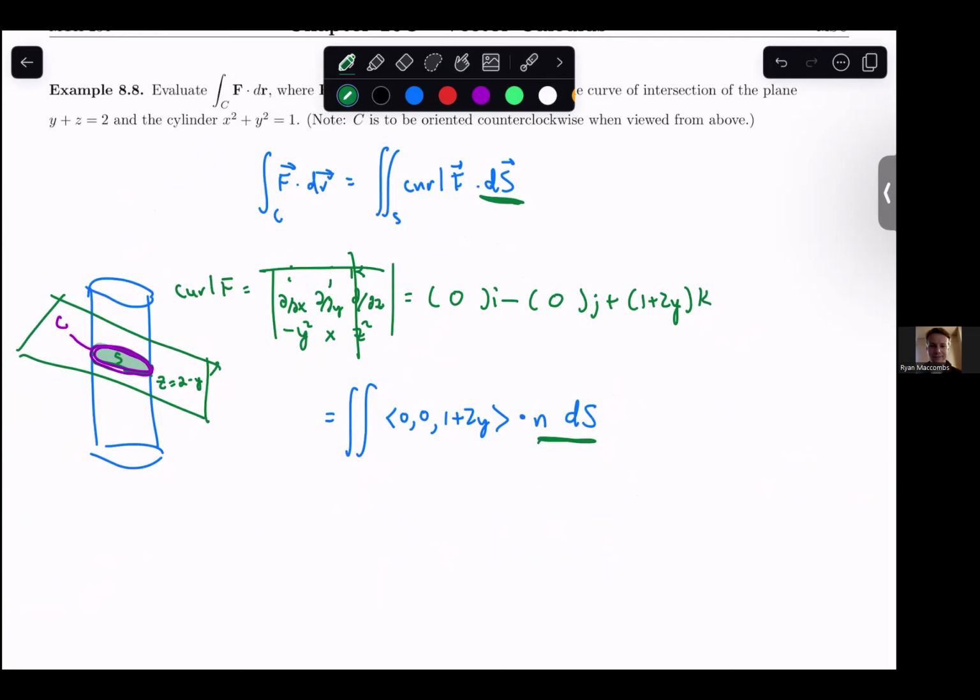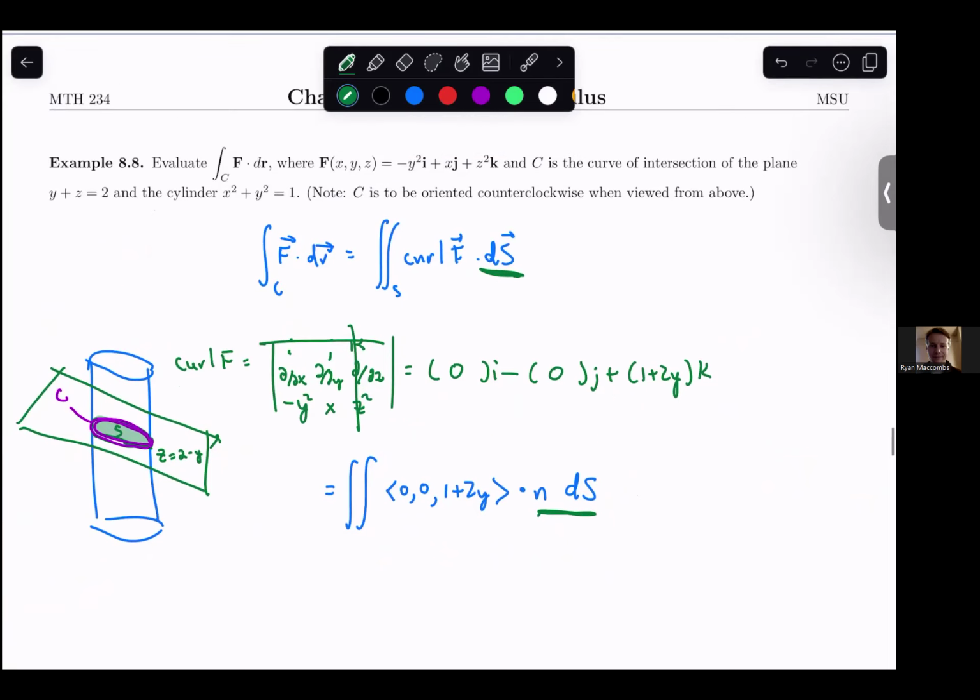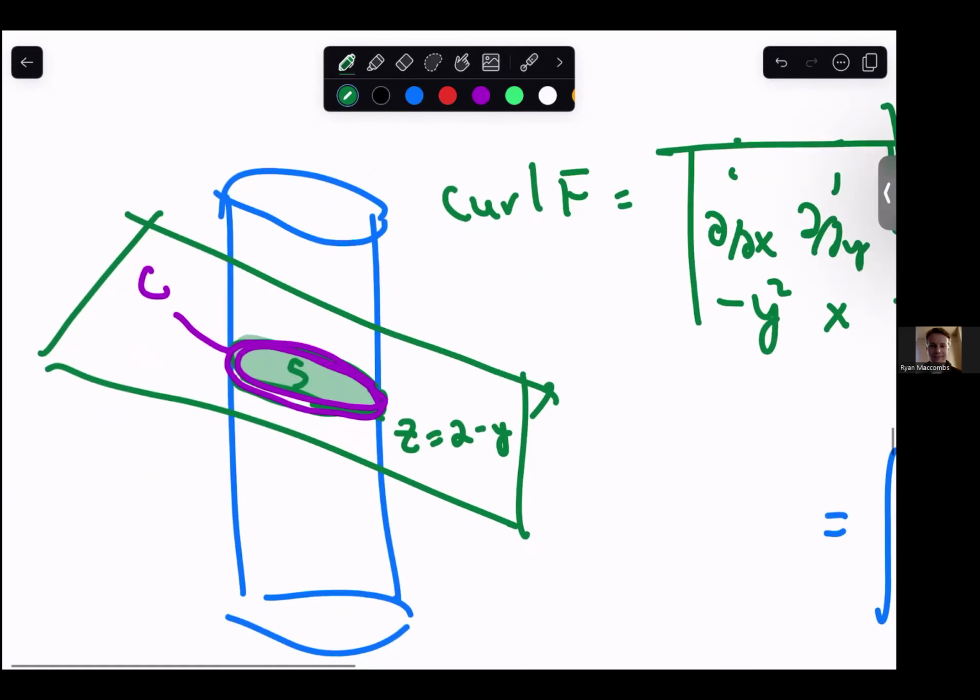This is where we need to think about our surface. It talks about the curve here. C is the curve of intersection between the plane y plus z equals 2 and the cylinder x squared plus y squared equals 1, oriented in the positive direction, counterclockwise when viewed from above. Here's the picture I've drawn. The curve of intersection between this cylinder and this plane I've drawn in purple. Of course, there are many surfaces that may have this as the boundary curve, but I think the simplest one is if you just shade it in.